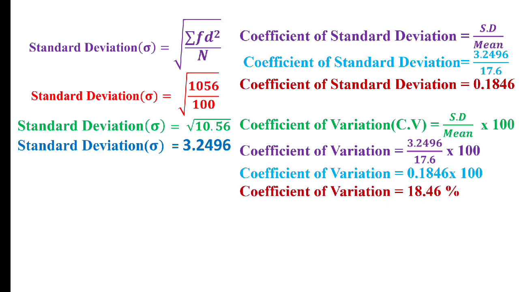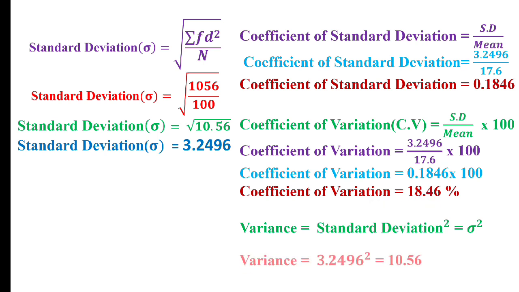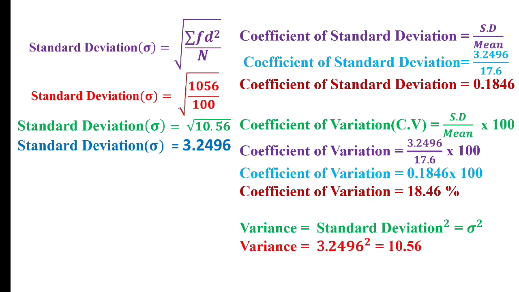Remember that I told you in the previous series of observation explanation that the coefficient of variation will come as a percentage. Then variance we know very well: standard deviation square. Here the standard deviation value is 3.2496 square, which is 10.56. This is the way we can find, in a discrete series of observation, the standard deviation, coefficient of standard deviation, then coefficient of variation.